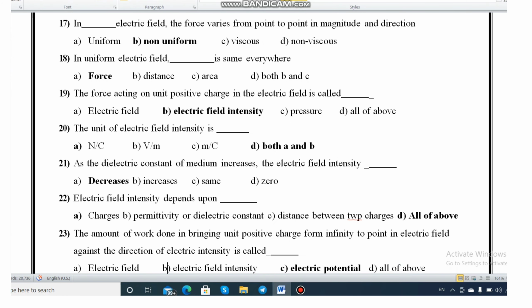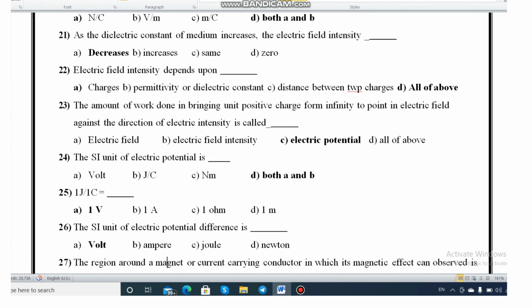The force acting on unit positive charge in the electric field is called electric field intensity. The unit of electric field intensity is both A and B, that means Newton per Coulomb and volt per meter. As the dielectric constant of medium increases, the electric field intensity decreases. The electric field intensity depends upon charges, permittivity or dielectric constant, and distance between two charges.